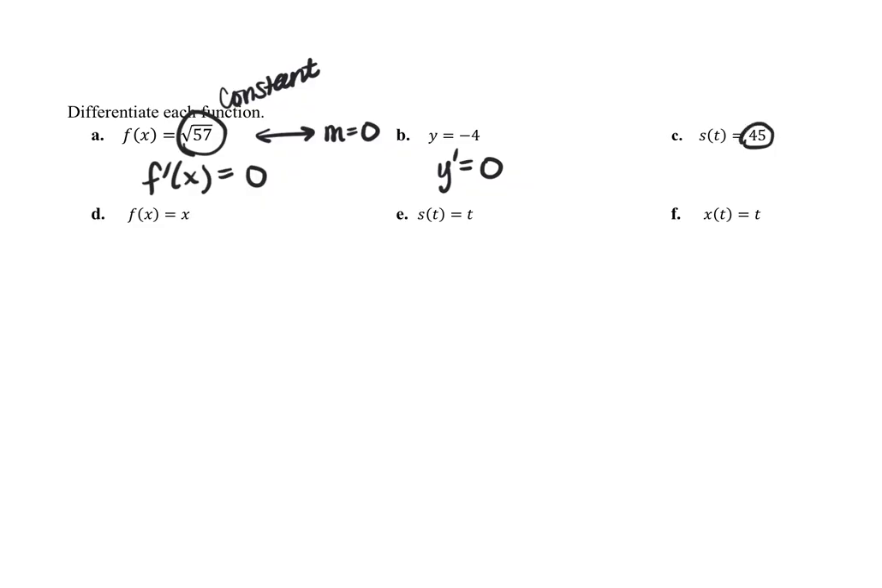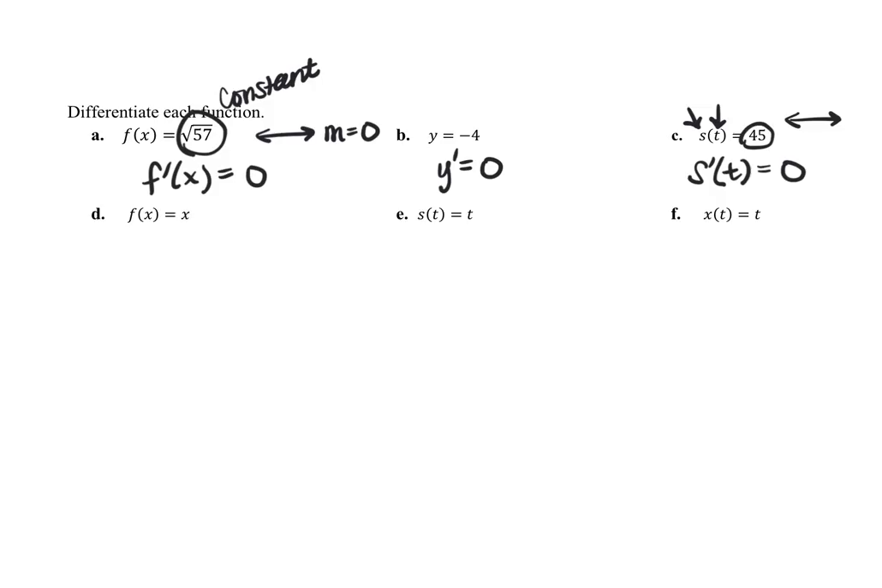We have different labels. Now we can see that our input is t and our output is s, but that makes no difference in terms of graphing. This is still just a horizontal line, so the slope is 0. So s prime of t is our derivative, and the derivative will be 0.